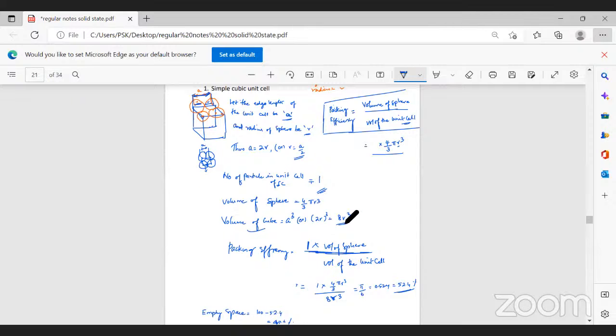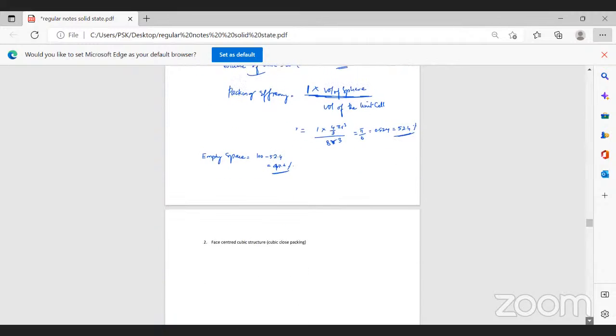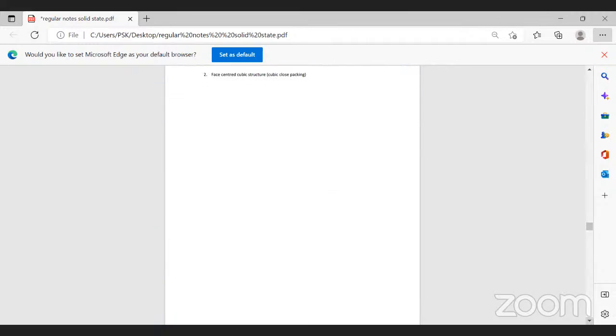Here, in case of simple cubic, it is 2r cubed. Therefore, it's 8r cubed. So on substituting that, you will get the packing efficiency of the simple cubic lattice to be 52.4%. This you have to work out. This you have to practice and be thorough.